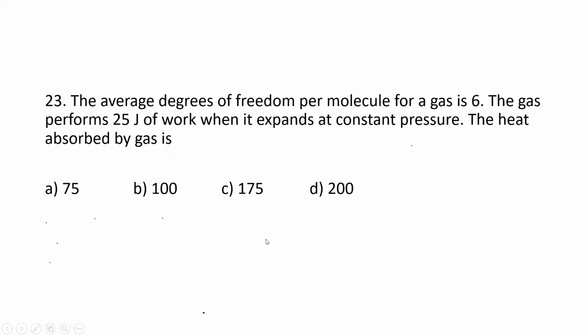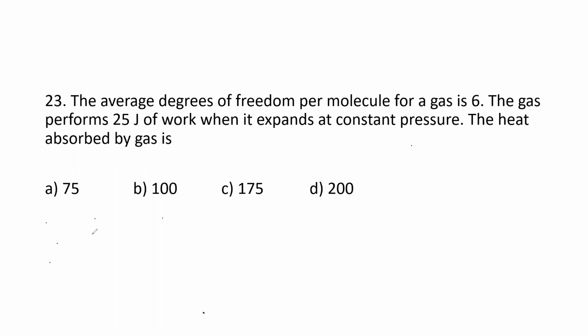Next question. The average degrees of freedom per molecule for a gas is 6. The gas performs 225 joule of work when it expands at constant pressure. The heat absorbed by the gas is, so we need to calculate the heat absorbed by the gas. Here they have given that the degree of freedom per molecule is 6, meaning the degree of freedom F value is given.